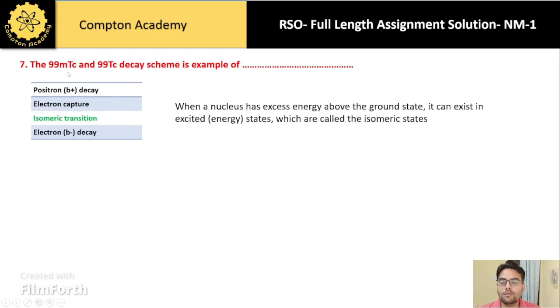Now question number 7 is, the technetium-99m to technetium-99 decay scheme is an example of. So here technetium-99m is a metastable state of technetium, which is an excited state. When the nucleus has excess energy above the ground state, it can exist in an excited state, which are called isomeric states. So this is an example of isomeric transition.